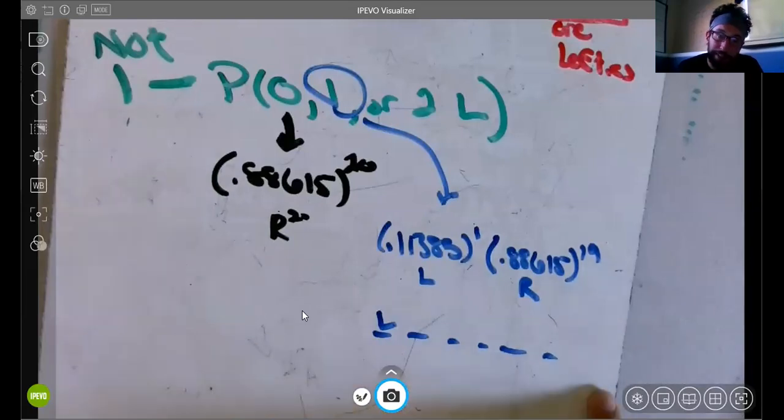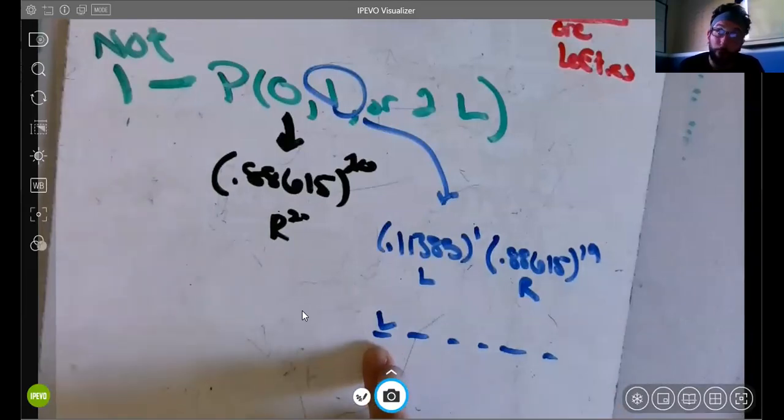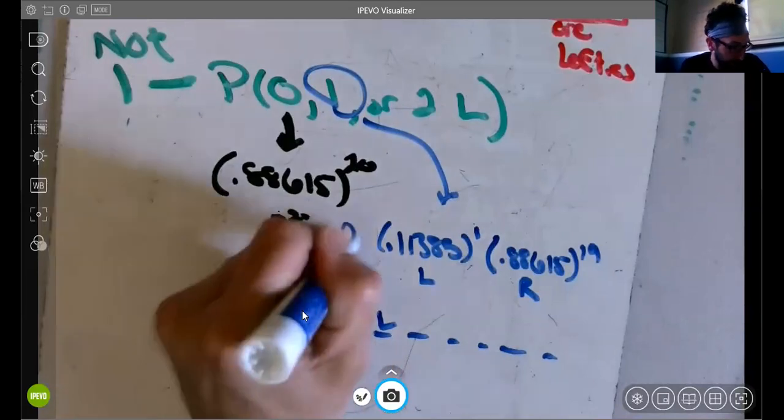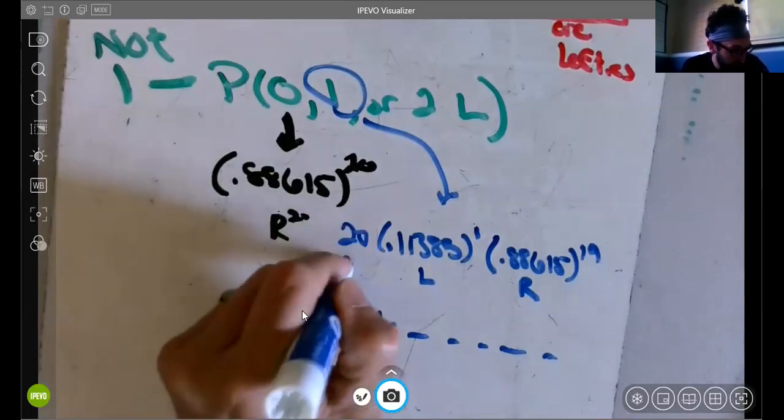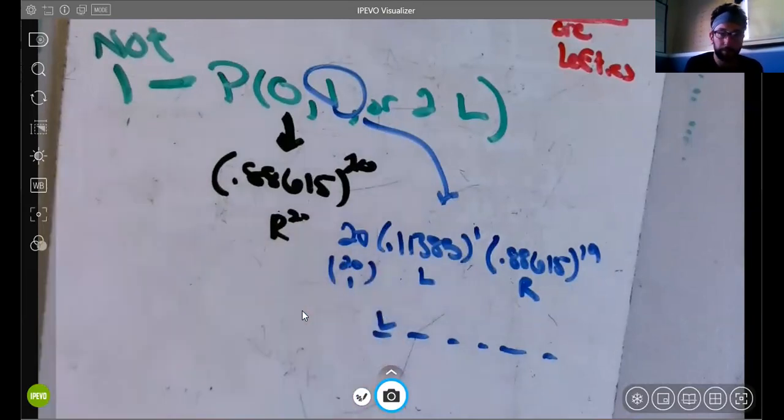Well, if we have 20 spots, how many different arrangements could we have? How many spots could this one lefty be in? 20. And that's what 20 choose 1 would give us.